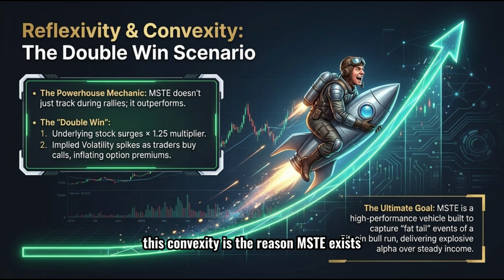This convexity is the reason MSTE exists. It is a high-performance vehicle designed to capture the fat tail events of a Bitcoin bull run. You don't buy this for a steady income, you buy it for the explosive alpha.